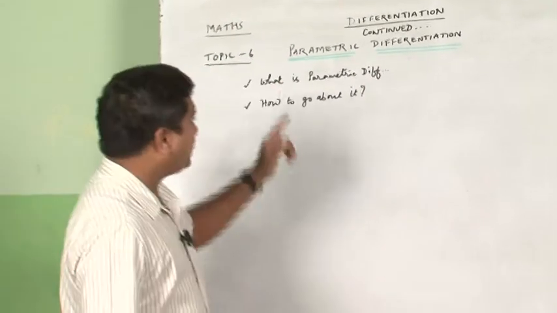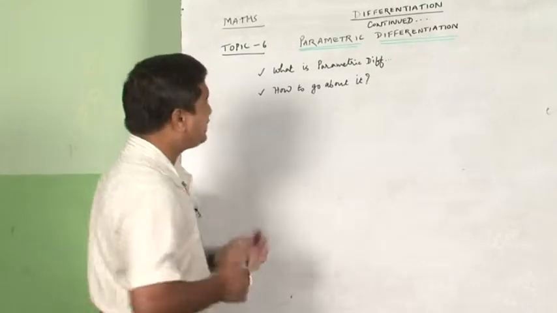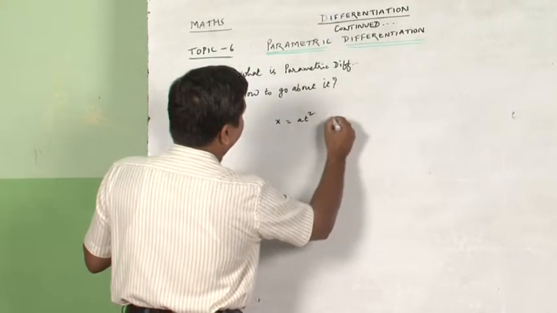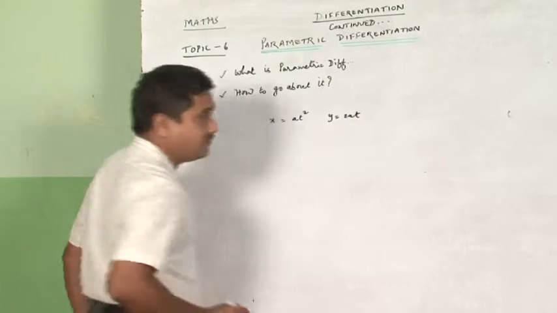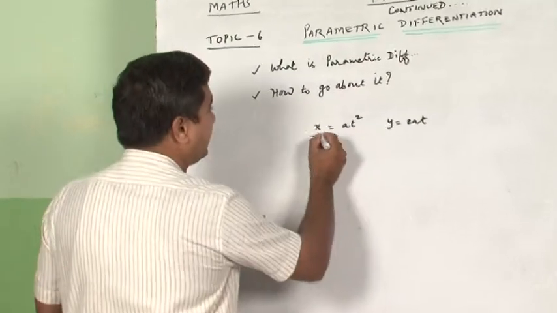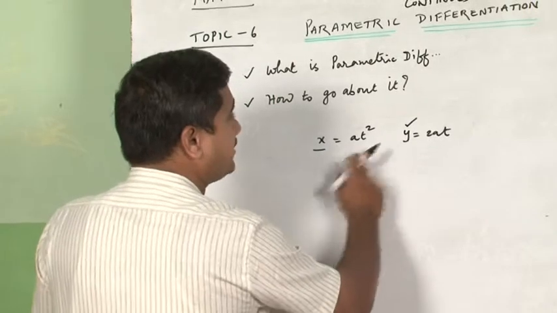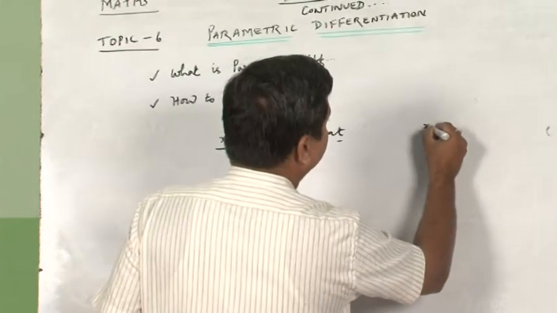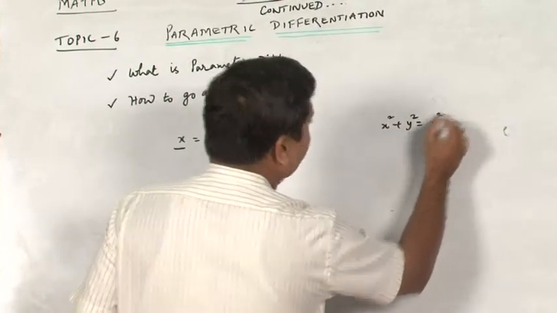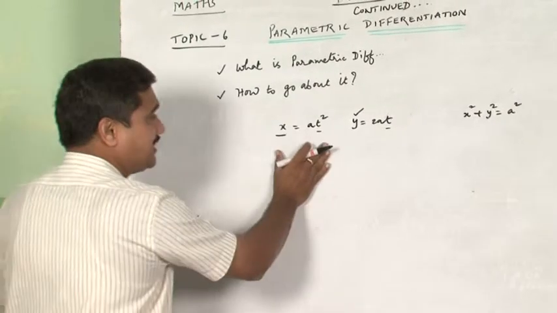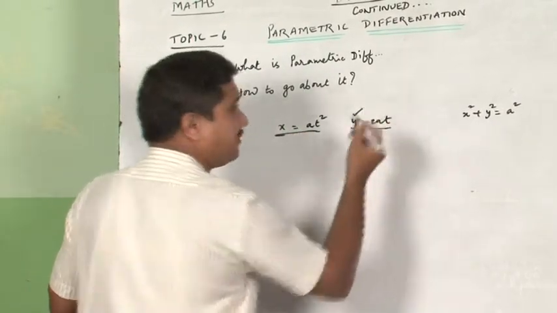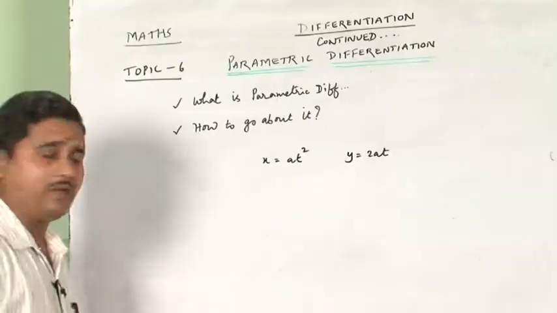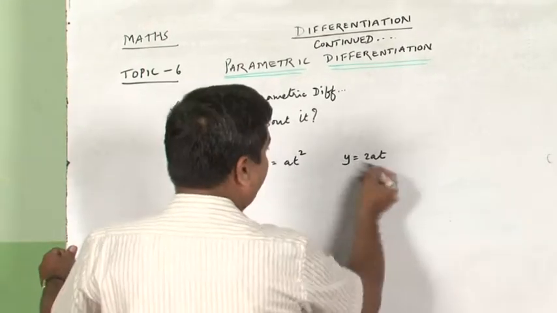First, let us understand what a parametric equation is. Say for example, I take x is equal to at square and y is equal to 2at. Now, there are two variables here, x and y. Both the variables are in different parameters. In previous instances, we have seen functions where x and y are together, but now the x and y variables are differently defined as at square and 2at.